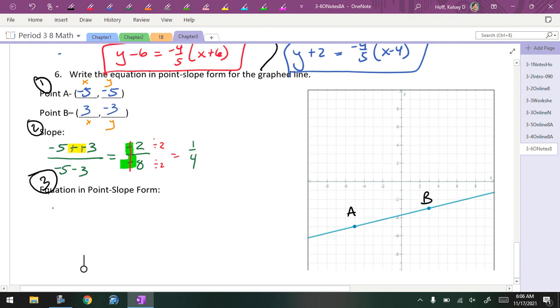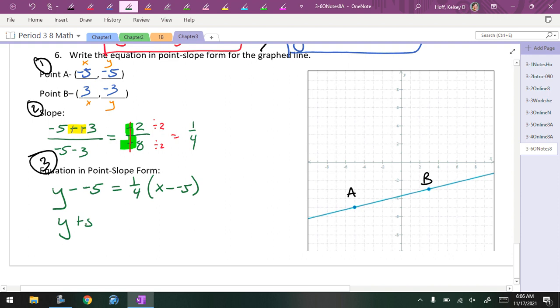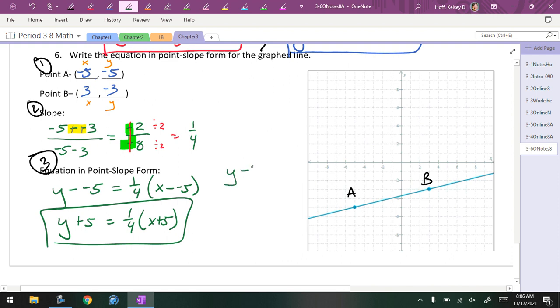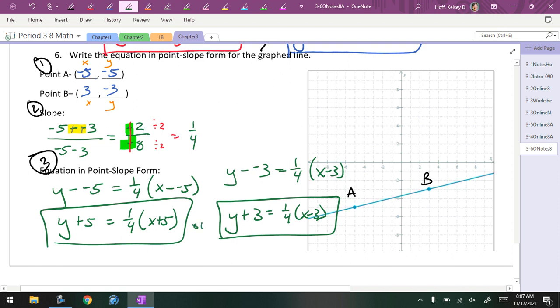Y minus -5 equals 1/4 times x minus -5, which both of those would turn into y plus 5 equals 1/4 x plus 5. You could write that as an answer. Or y minus -3 equals 1/4 times x minus 3, which would become y plus 3 equals 1/4 times x minus 3. Either one of those would be correct.